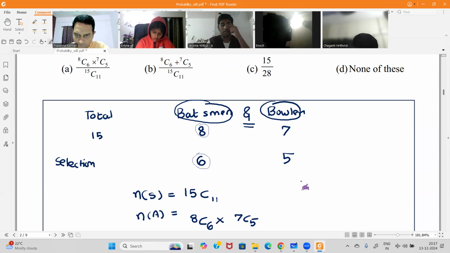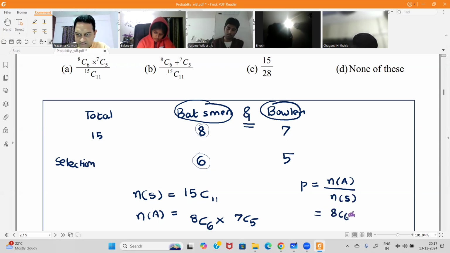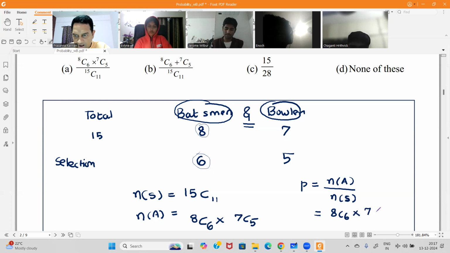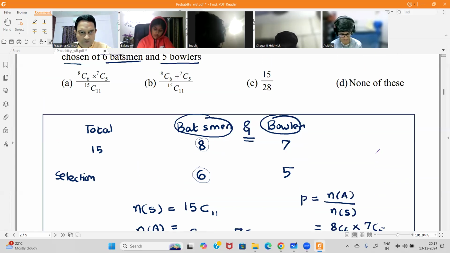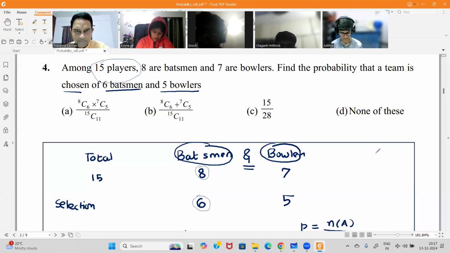Therefore, my required probability is going to be n of A divided by n of S, which is nothing but 8C6 times 7C5, because I'm selecting 6 batsmen from 8 batsmen and 5 bowlers from 7 bowlers, divided by 15C11, since totally I'm selecting 11 players from 15 players. So which option is correct, Jerome? Yes, Enoch, which option is right? A option. Yes, absolutely.